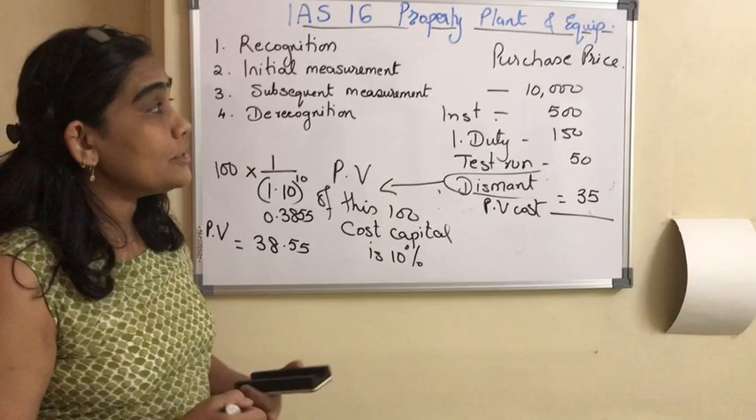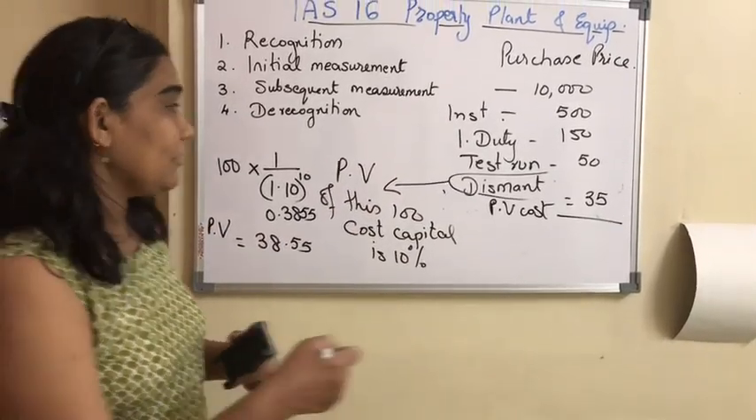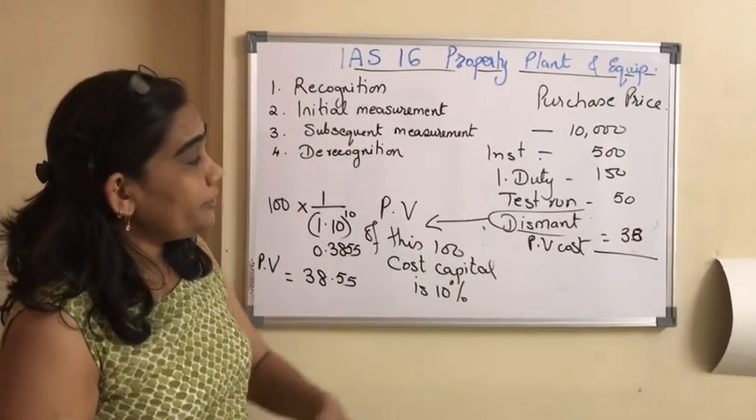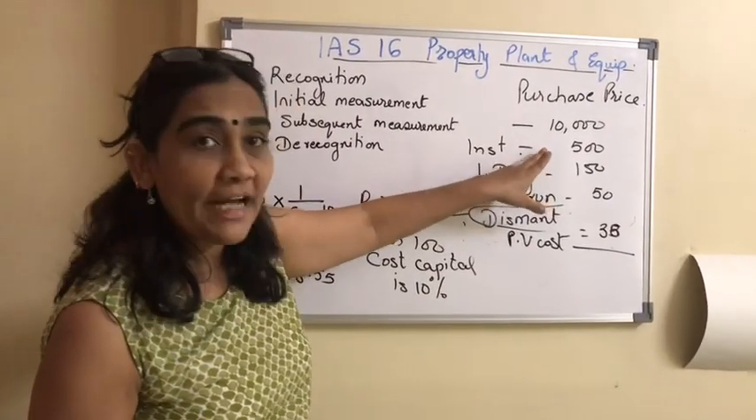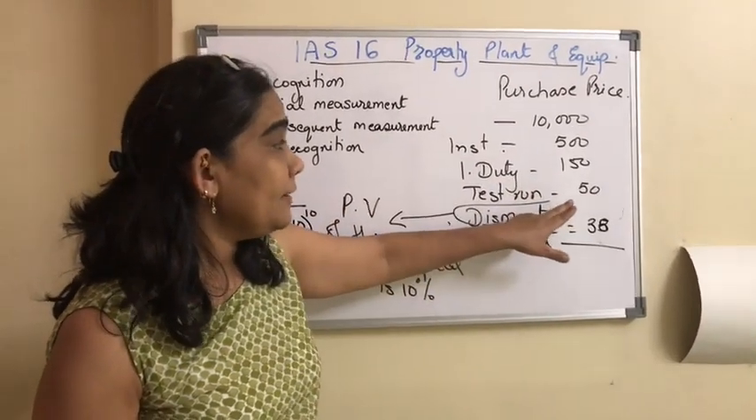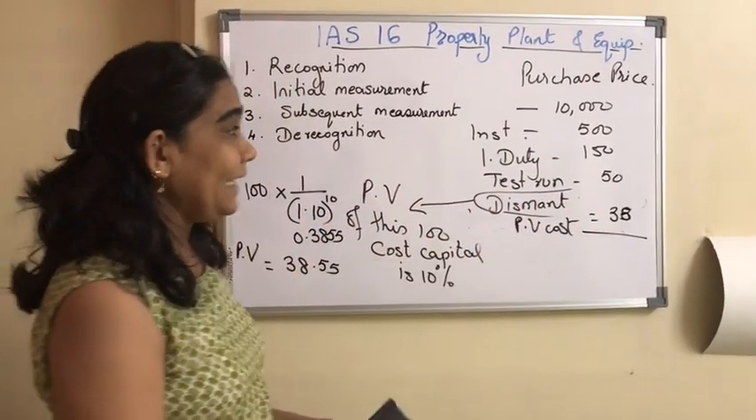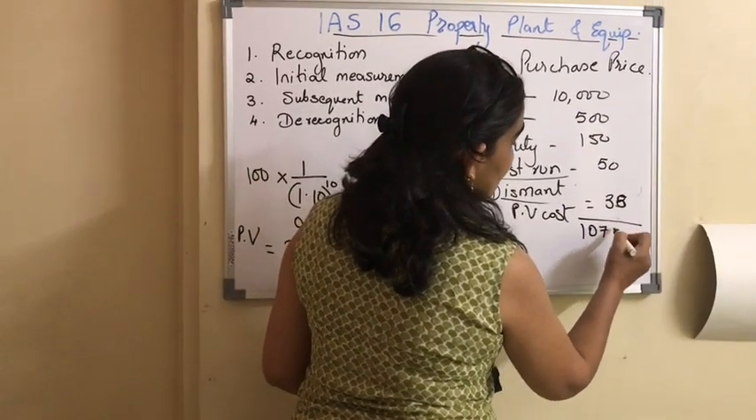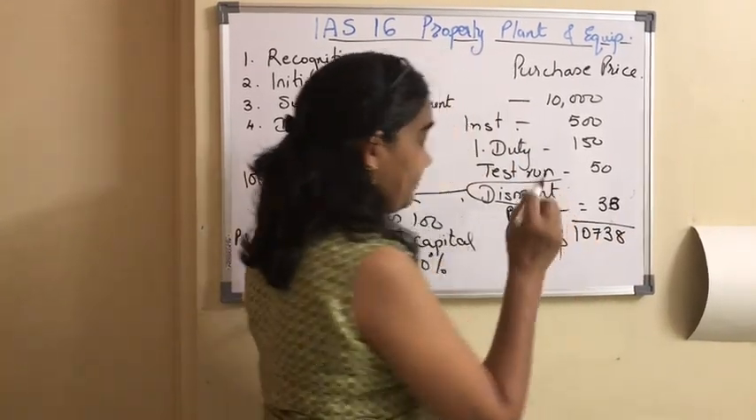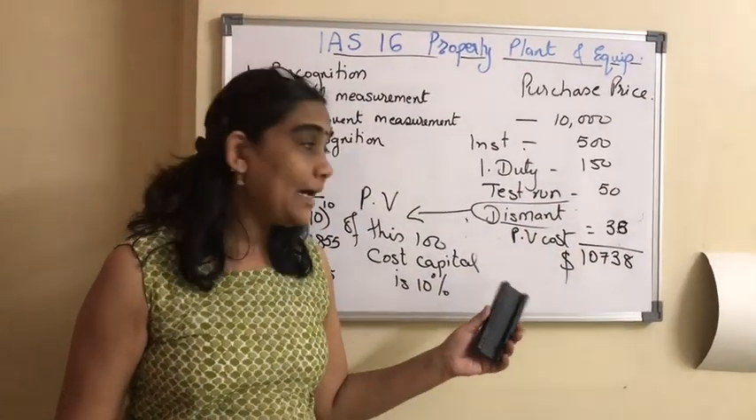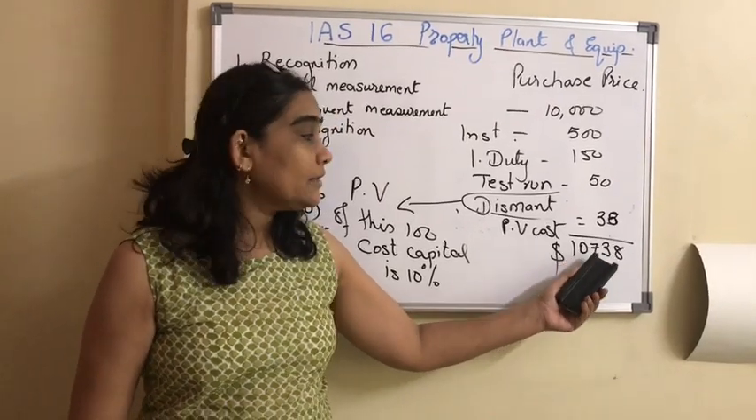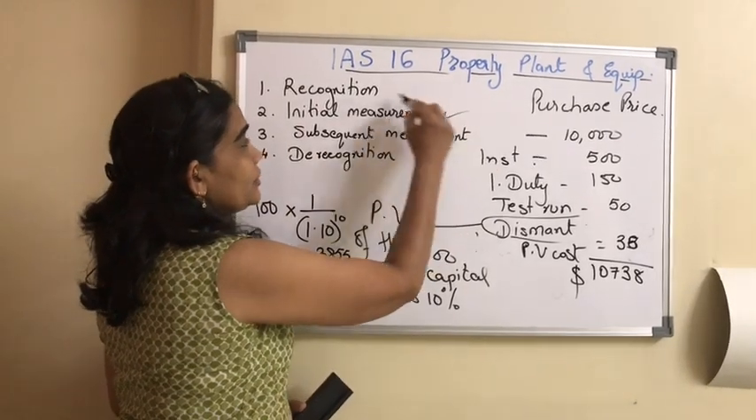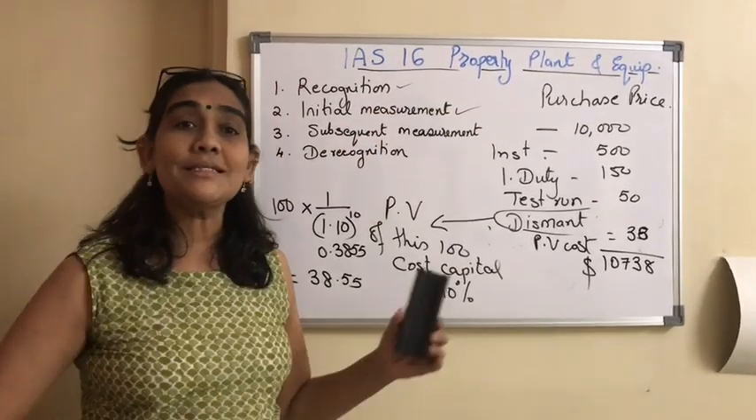So the total cost of property, plant and equipment would be 10,000 plus 500 plus 150 plus 50 and 38. That will come to $10,738. So you will recognize this property, plant and equipment at cost at 10,738. That is your initial measurement, right? I hope this is clear.